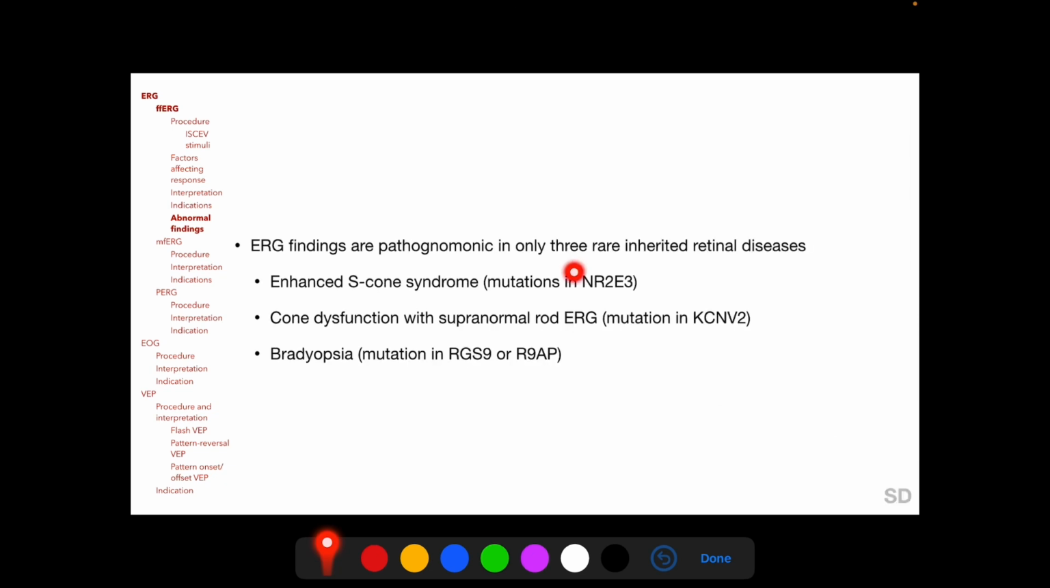There are three rare inherited retinal diseases, ERG findings of which are pathognomonic, and to diagnose these diseases, no other diagnostic tests are required, and these include enhanced S-cone syndrome, cone dysfunction with supranormal rod ERG responses, and bradyopsia. We'll find that to diagnose these entities, stimuli other than ISCEV standard ffERG stimuli are required.